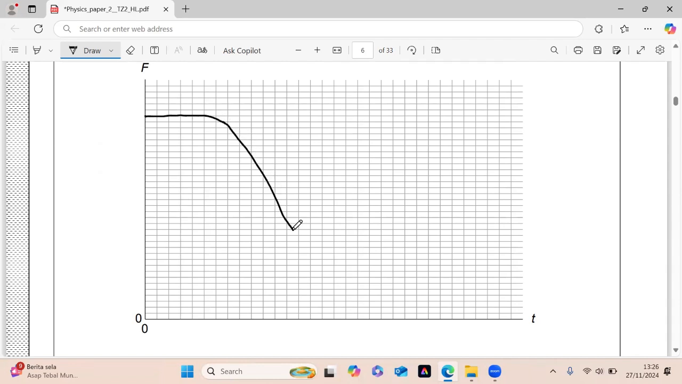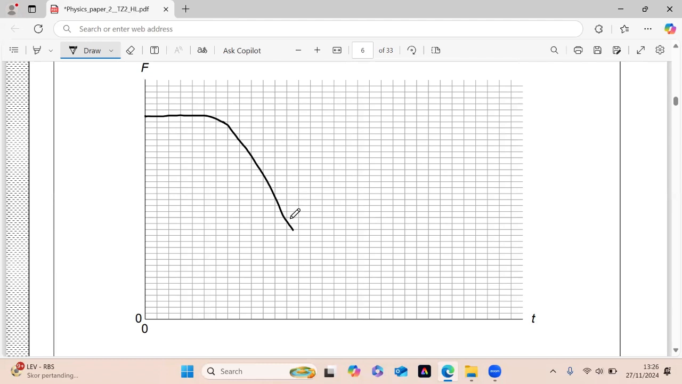and then two, downwards. So the graph decreases over time, reflecting the increased air resistance. The graph goes downwards because of the increasing air resistance. Air resistance increases and the graph will decrease. Okay, the force will decrease.